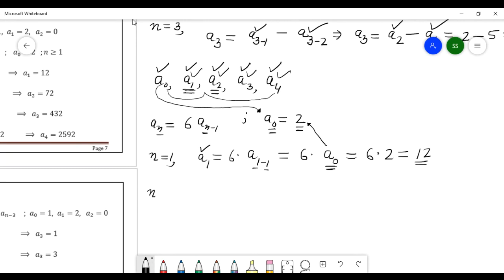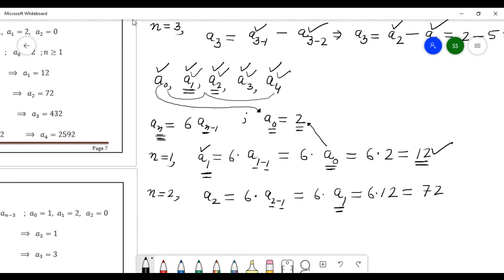For a2, what to do? Take n as 2 and put it here. So a2 equals 6 times a of 2 minus 1, which is a1. a1 is 12, so 6 times 12 equals 72. So a2 is 72. a0 is given, a1 is 12, and a2 is 72.